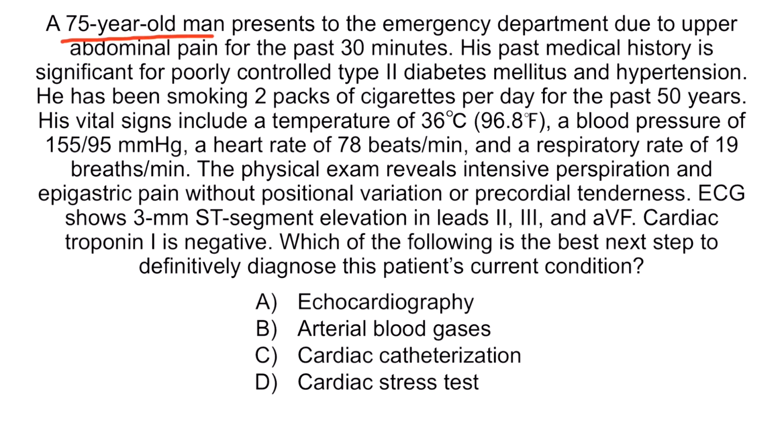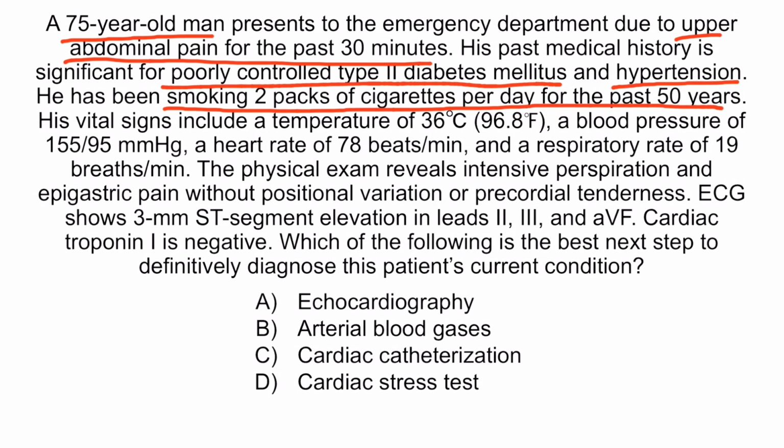This elderly man presents with upper abdominal pain for the past 30 minutes. His past medical history is significant for poorly controlled type 2 diabetes mellitus and hypertension. He's been smoking 2 packs of cigarettes per day for the past 50 years. His comorbidities and lifestyle habits predispose him to atherosclerotic vascular disease. The physical exam reveals intensive perspiration and epigastric pain without positional variation or precordial tenderness. These findings suggest acute coronary syndrome.